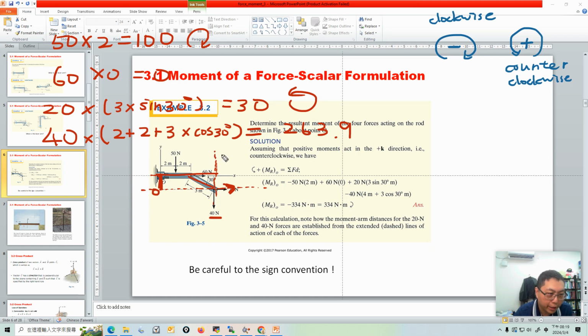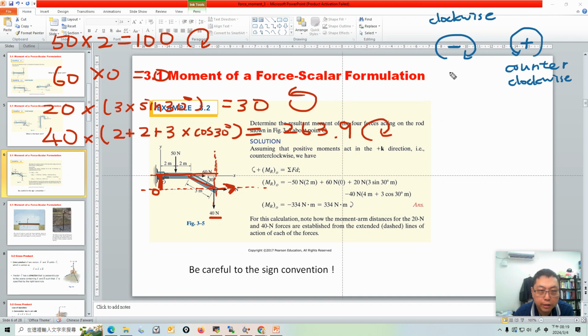And the force is here, so it will cause the rotation clockwise. Be careful when you determine the direction. Just think about it, don't jump to a conclusion very quickly. Calm down, think about it and make your final decision. So I think it's clockwise.